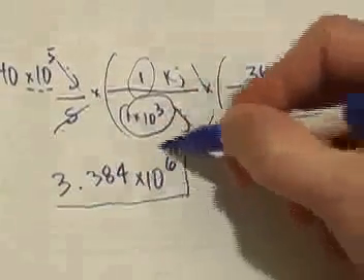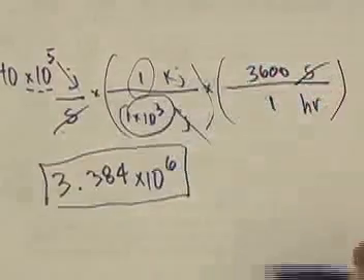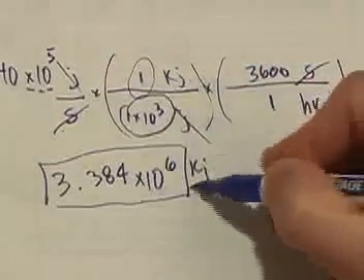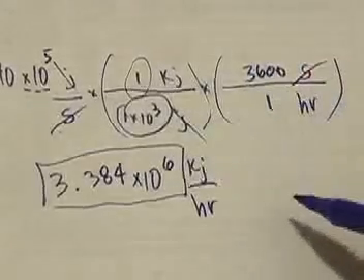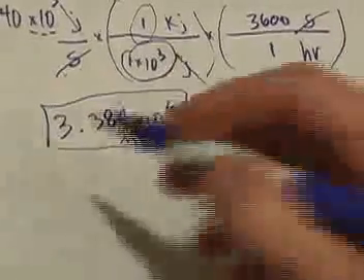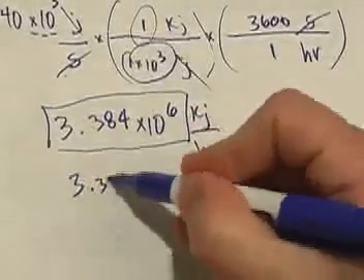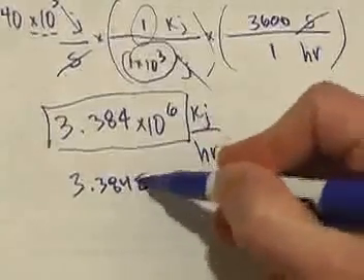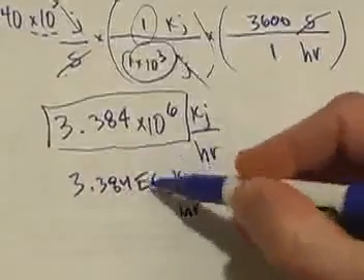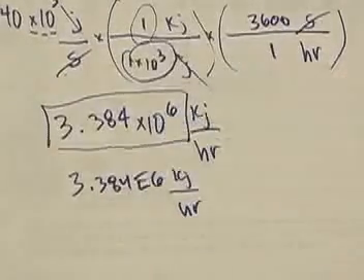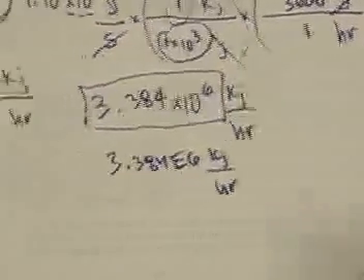So 3.384 times 10 to the 6th, and the units on that, of course, would be kilojoules per hour, which is what was left over right here. Now, another way to write this, since your calculator uses an E, is 3.384 E6 kilojoules per hour. Either way is acceptable, using the E or the times 10 to the.